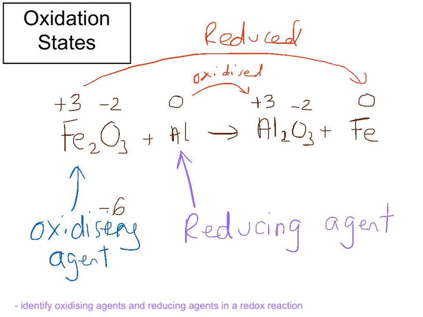Oxidizing agent. So basically what's happened here is the aluminium has become oxidized and lost electrons, and it's lost electrons to the iron. The iron has gained those electrons the aluminium has lost. So they are benefiting each other, if you like. The aluminium is being oxidized and therefore is reducing the thing, so we call it the reducing agent, and the iron is being reduced and therefore it's oxidizing the other thing, and so we call it the oxidizing agent.